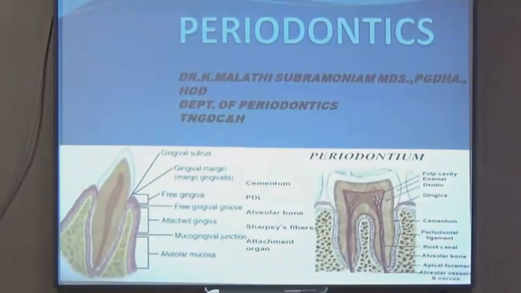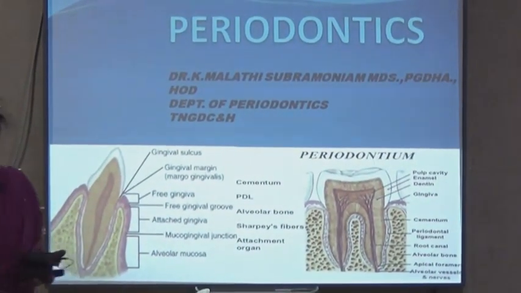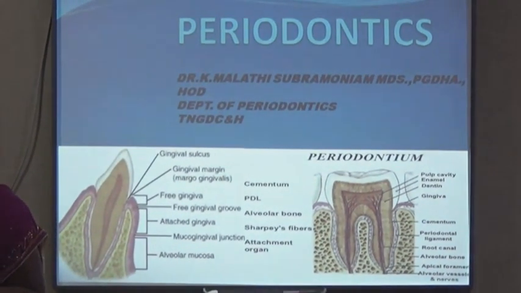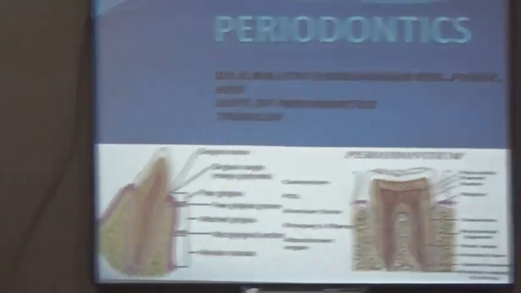Okay. See, when you take the periodontium, there are 4 things involved in the periodontium. One is gingiva, second is periodontal ligament, cementum and alveolar bone. All 4 joined together only we call it a periodontium.